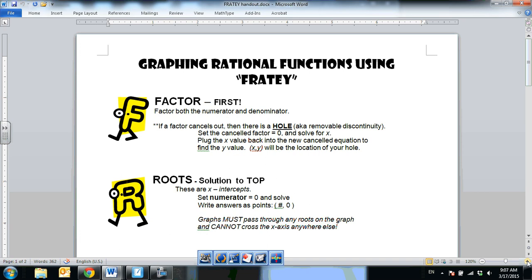First is the F. The F tells us that the first thing we are always going to do is factor. Okay? We're always going to do this first, by factoring the numerator and the denominator. If any factors cancel out, we're going to create something called a hole. We are not going to graph any holes today. That's going to be what we graph on Thursday. So you don't need to worry about the holes today. Okay? But we are still going to factor first if we can.